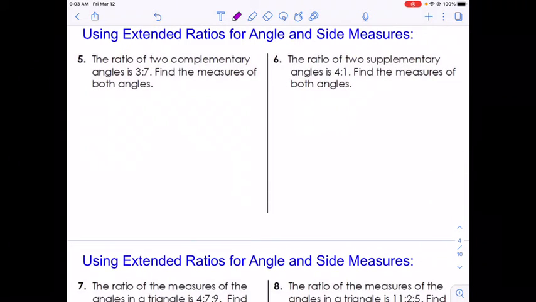The ratio of 2 complementary angles is 3 to 7. Find the measure of the angles. Well, complementary, what does that mean?